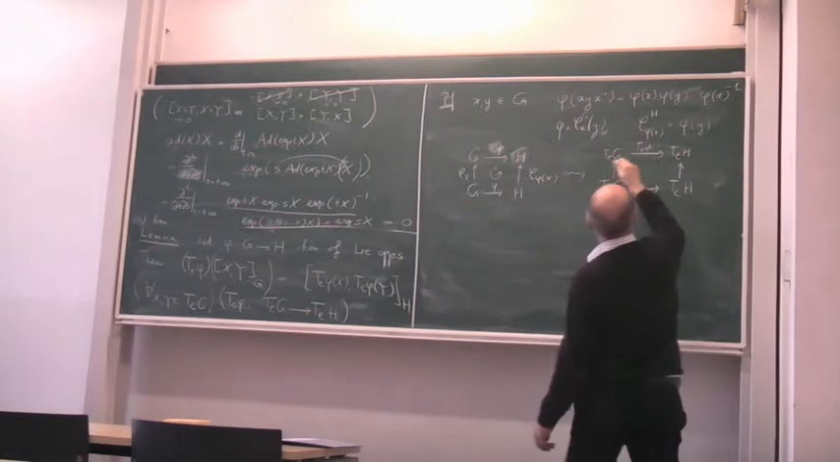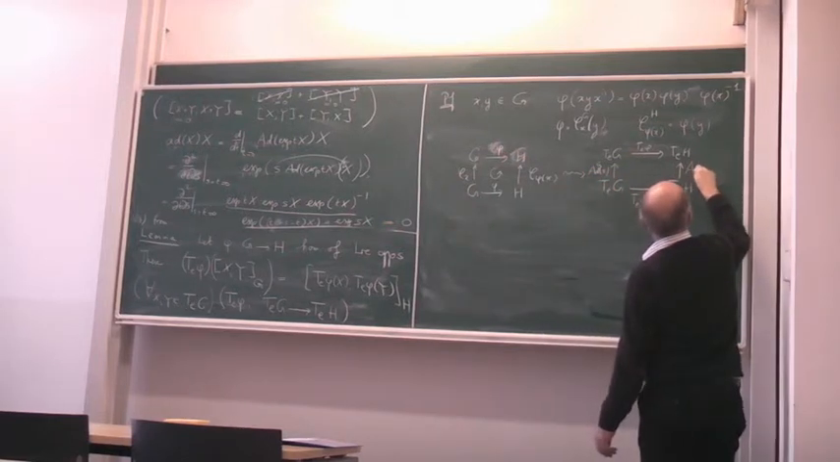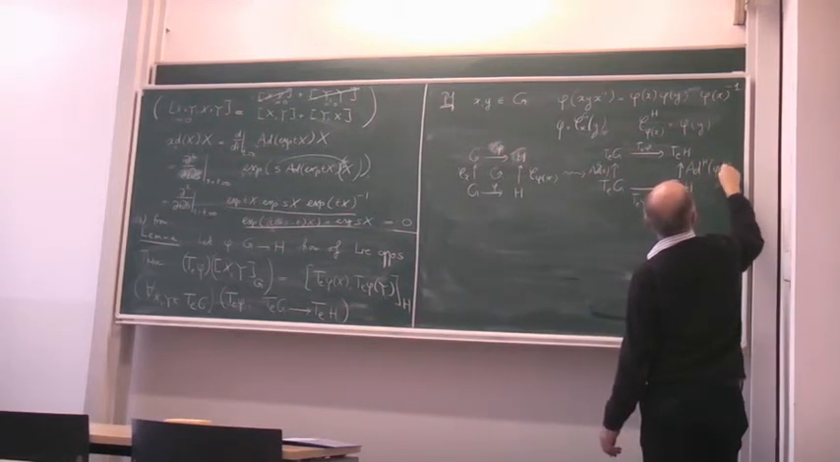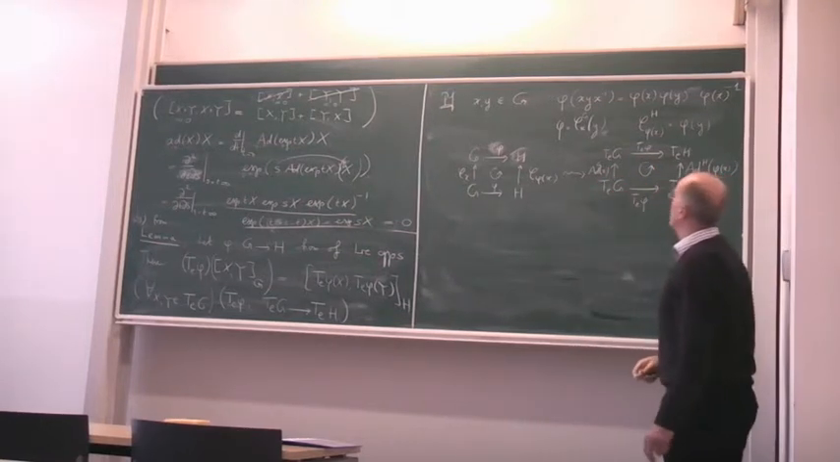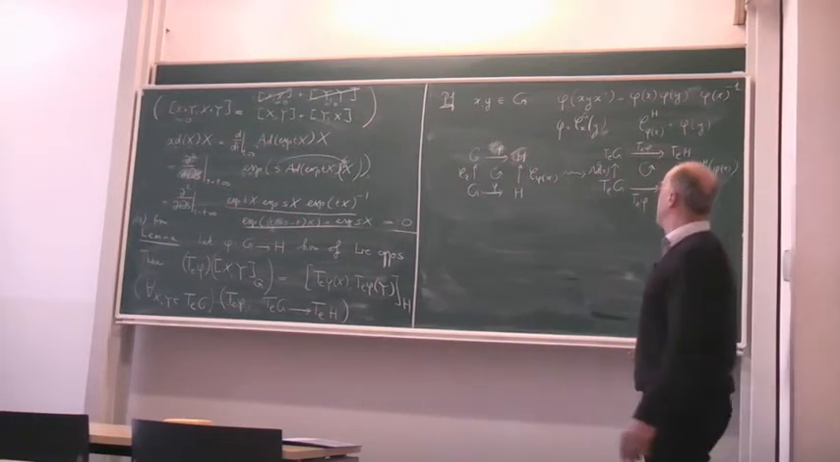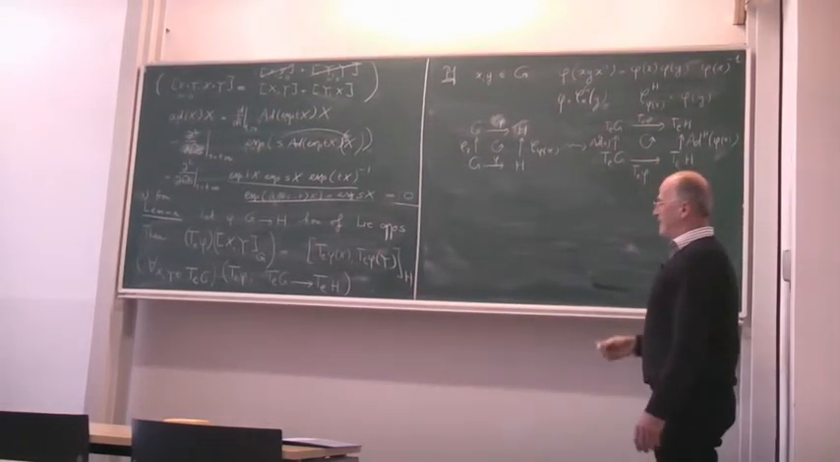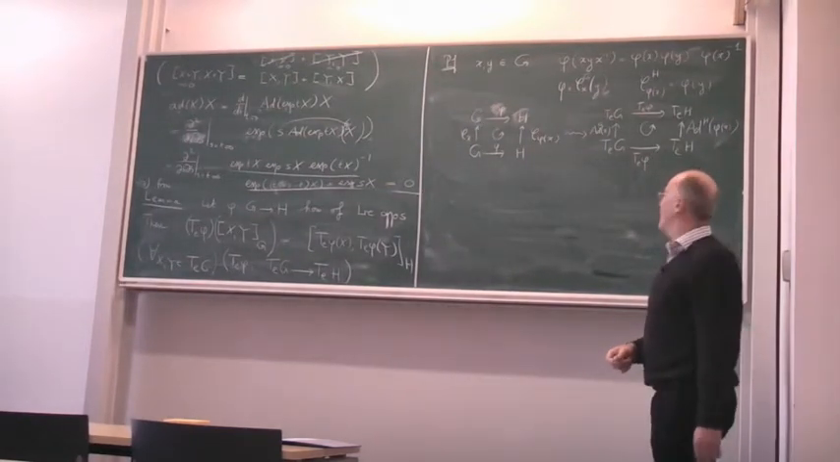So this is Ad of x, the Ad from G, and this is the Ad from H of phi of x. And this diagram commutes for all x. For any x in the Lie group, we have this commutative diagram. And now the idea is to do a similar thing for little ad.